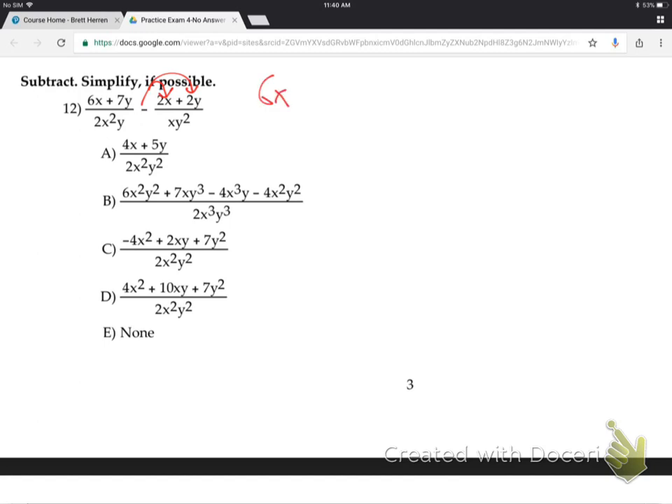So what do I get? 6x plus 7y plus minus 2x minus 2y. Everybody see what happened there? See how it hit both those in the upper right and they're both negative? Both 2's became negative 2?